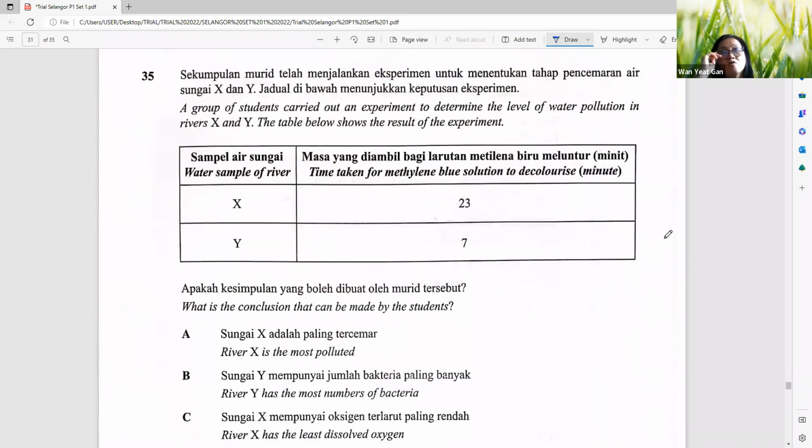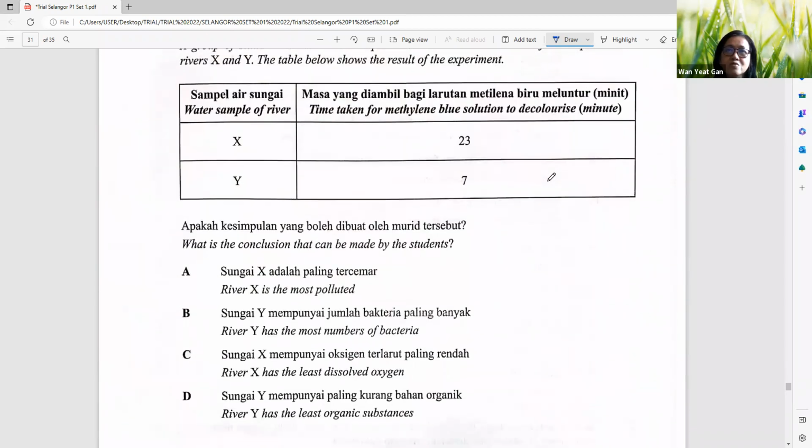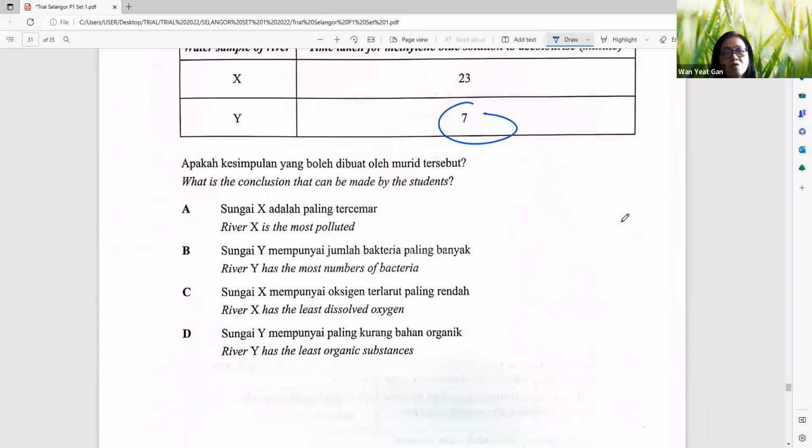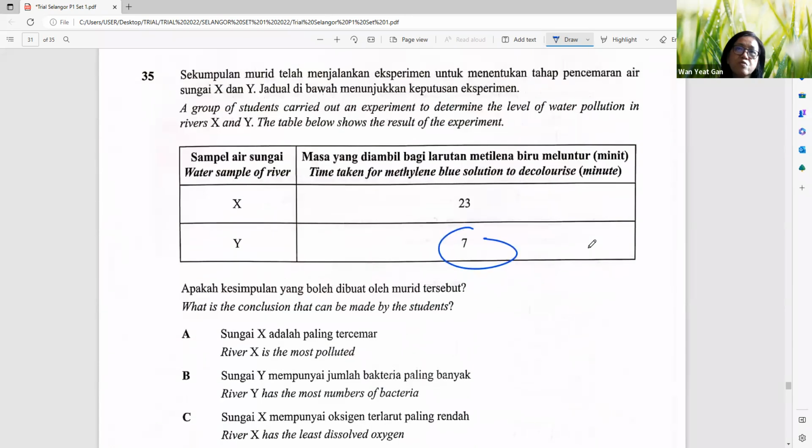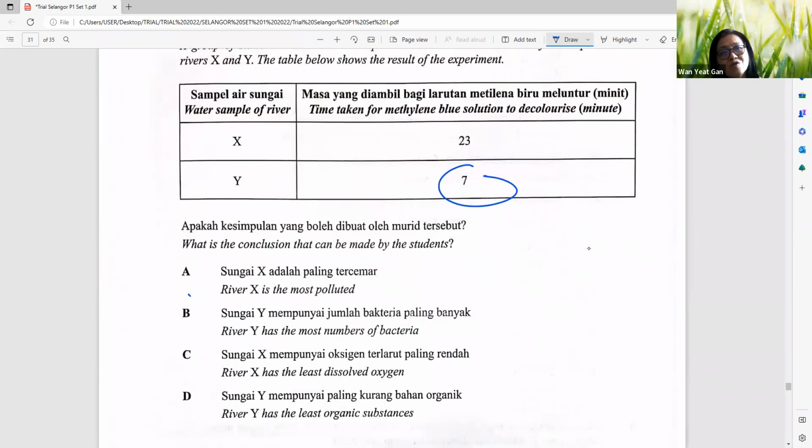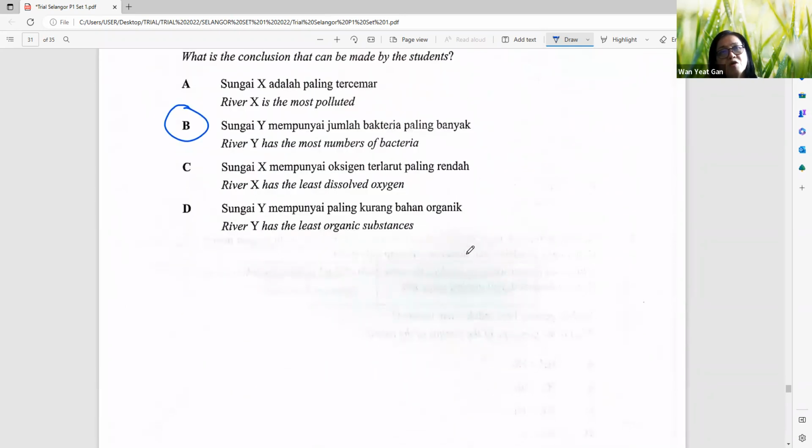Number 35, a group of students carry out an experiment to determine the level of water pollution in rivers X and Y. The table shows the result of the experiment. The time taken for the methylene blue solution to decolorize is shorter for Y. So you must see the time there. Time is important here. It means that Y is more polluted, because it takes a shorter time for the blue solution to decolorize. That means river Y has the most bacteria, because it's polluted, yeah.